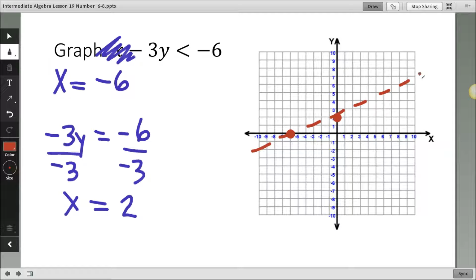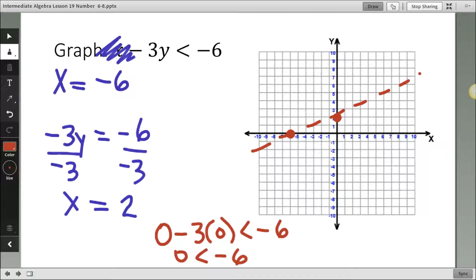And then I'm going to test a point. Well, 0, 0 is an available point. It's not on the line, so I'm going to use 0, 0 to test. So is 0 minus 3 times 0 less than -6? So is 0 less than -6? Well, no, it is not. So that means that I can't shade this side because I got a false statement.